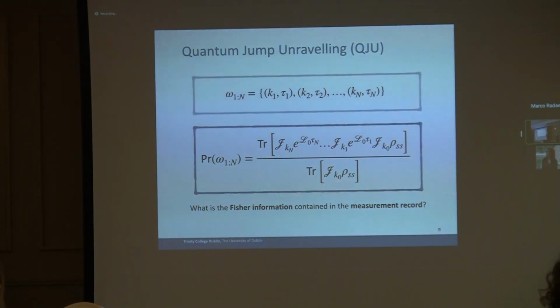So we start from an initial state. Usually, taking the steady state is the easiest strategy for formal reasons. And then we have a jump. Then there is a given time of no jump evolution, or at least no monitored jump evolution. Then we have another jump, and so on. So what is the Fisher information contained in this measurement record? Now, this is clearly not an object on which we would like to compute an expectation value.